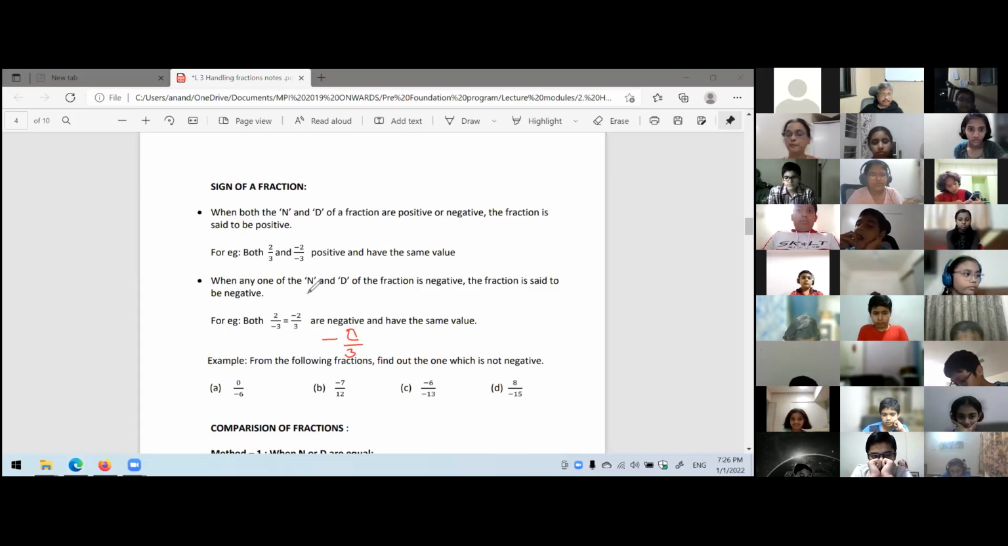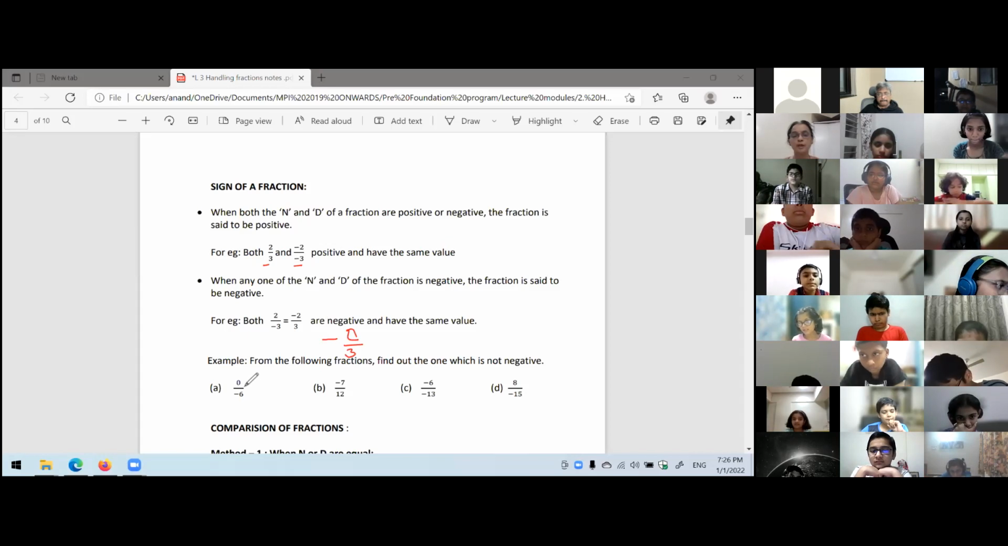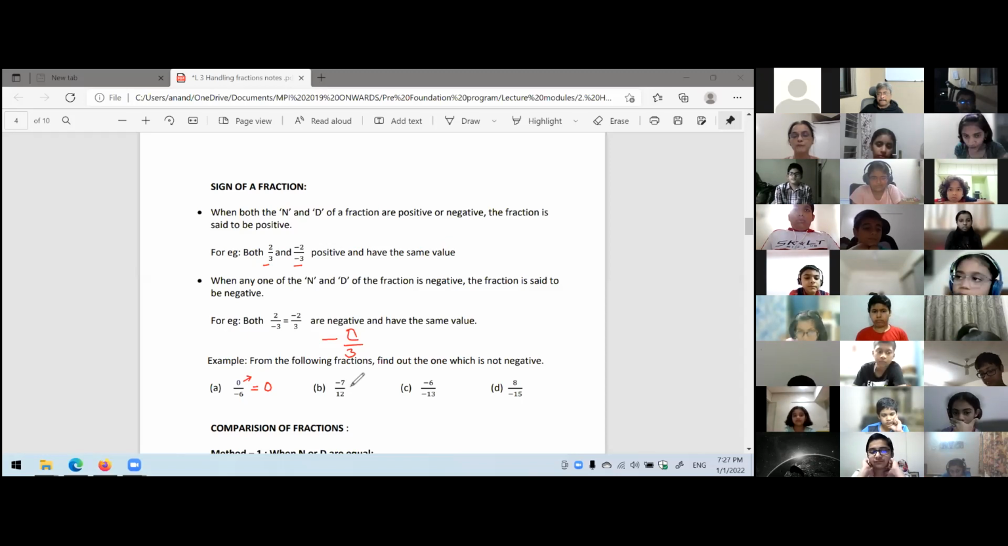Please understand, when both are plus or minus, it is as good as plus. When one of it is minus, it is as good as minus. So now out of these 4, let us find which fractions are positive and which are negative. 0 upon minus 6, is it positive or negative? What have we learned? When the numerator is 0, the value of the fraction is 0. So this fraction is neither positive nor negative. It is 0. Look at this, numerator negative, denominator positive. So this is a negative fraction.